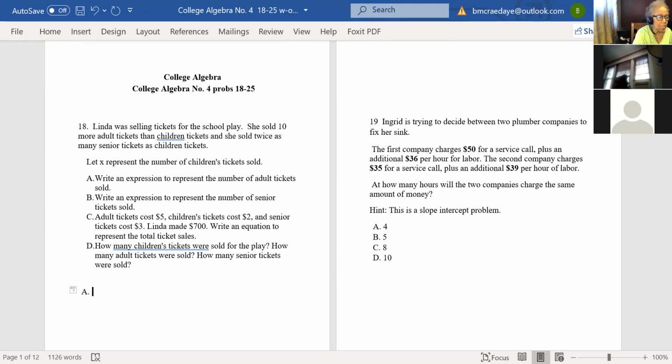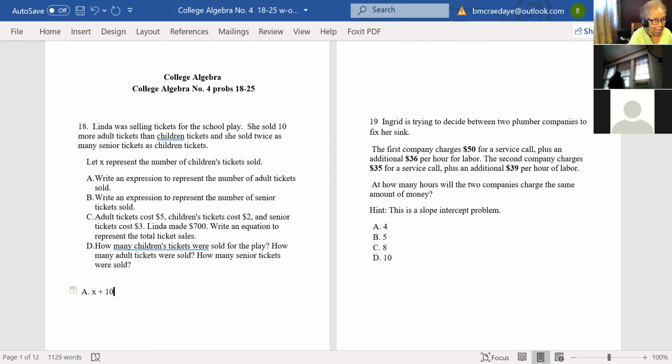The number of senior tickets sold is... What would that expression look like? It's not an equation, it's an expression. X times 10. She sold 10 more adult tickets than children tickets. So using the X, what would the expression look like? X plus 10. That's right. Very good, because more than is an add, right? So this will be a small x plus 10. So that's A.